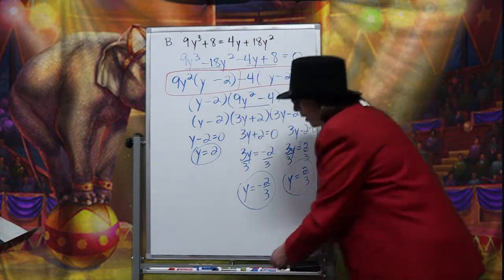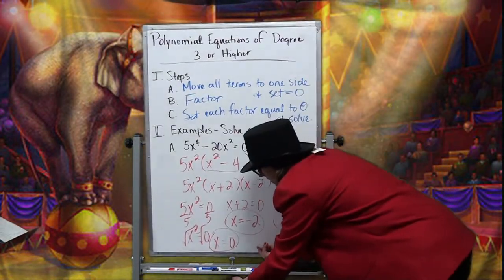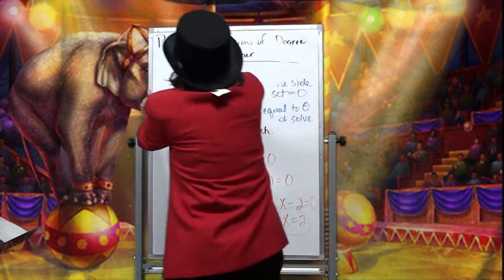So let's take a look at one more, the one that I just erased. We'll flip this over. And what I'm going to do is I'm going to erase these steps and use the top part of the board.